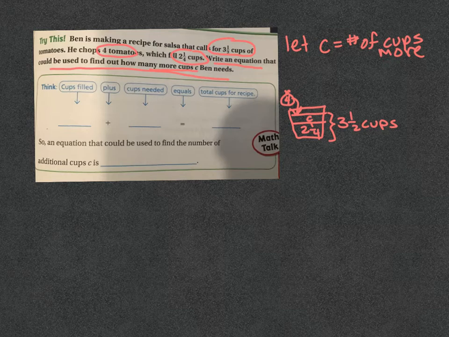So the cups that he's already filled is 2 1/4, right here. The total he needs is 3 1/2. We add that together, this 2 1/4 together with the cups that we need, C. And there's our equation. 2 1/4 plus C equals 3 1/2. And that's it. They don't want you to solve it. There is enough information there for you to solve it, but that's not your job today. So that's all they're looking for.